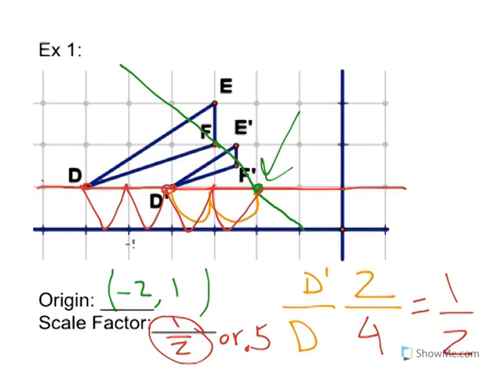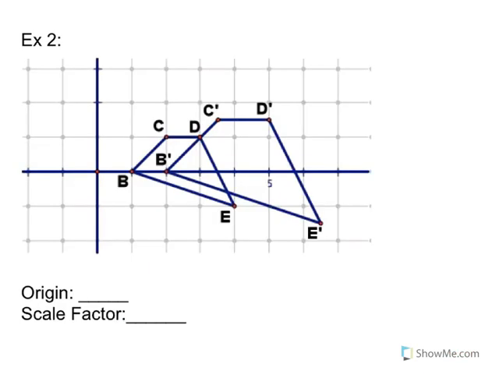Let's look at the second example. Same idea: we're going to connect 2 sets of points to see where those meet to find our center for the dilation. The first set of points I'm going to connect are B and B prime because they're going across this horizontal line, which makes it a little bit easier to connect them. So that's one line. Next line I'm going to do between C and C prime.